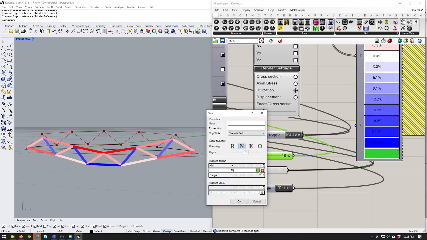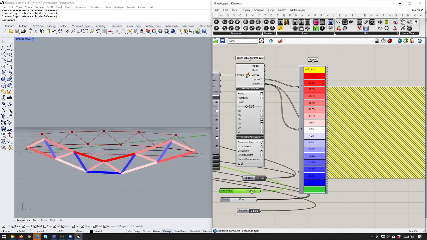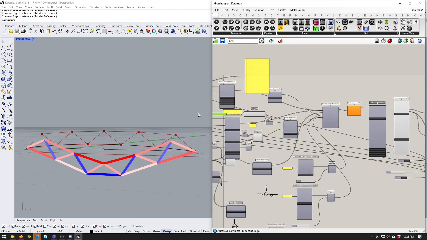Let's have 20. It's allowed us to add 4 to 5 extra cars to that structure just with that tiny geometry change. So Andrew, yes, go on. Do you mind just going back to the equation for the cars? How you did that with the slider? Sure.